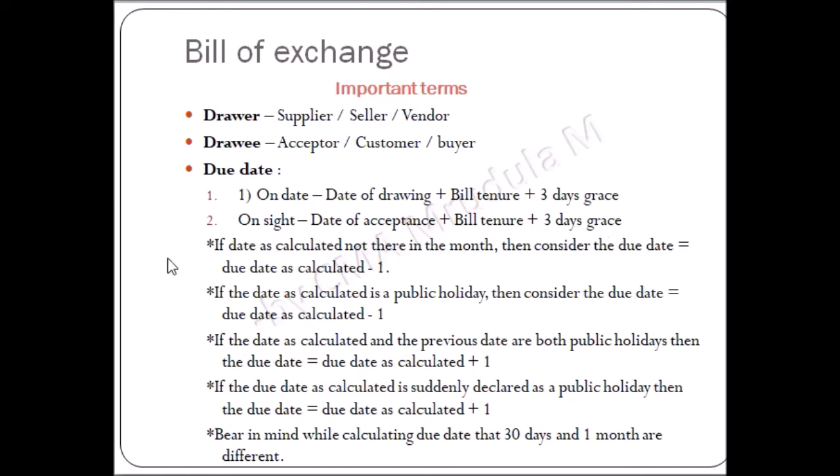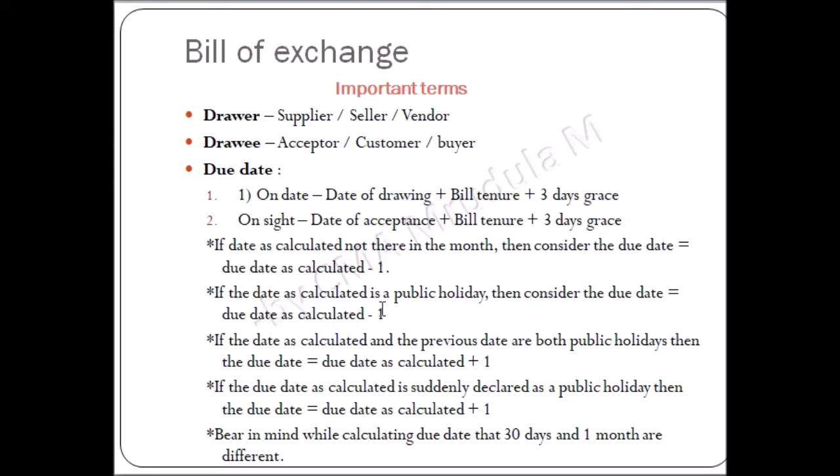There are certain important points to be kept in mind. If the date as calculated above does not exist in the month, say if that happens to be 31st of April, which does not exist in the month, then consider the due date as due date minus 1, which would then be 30th of April.